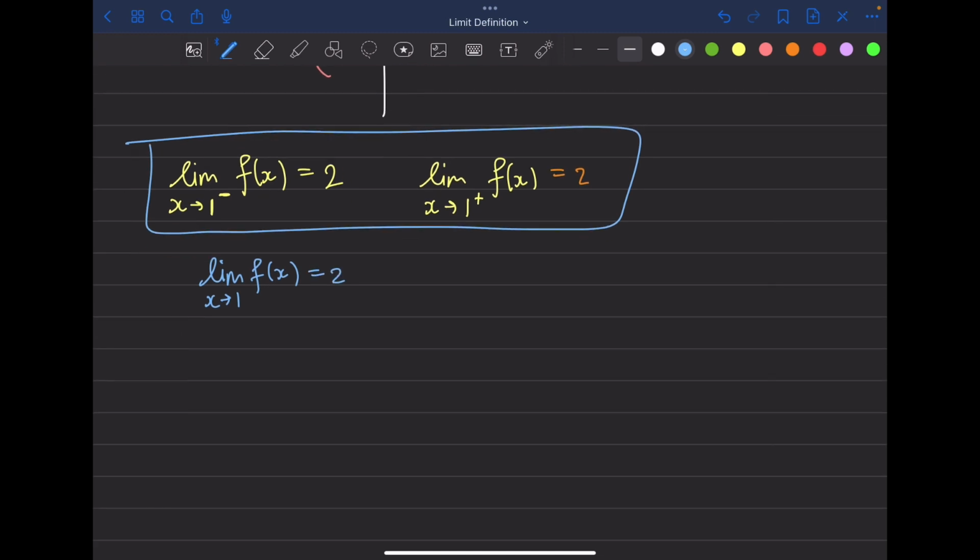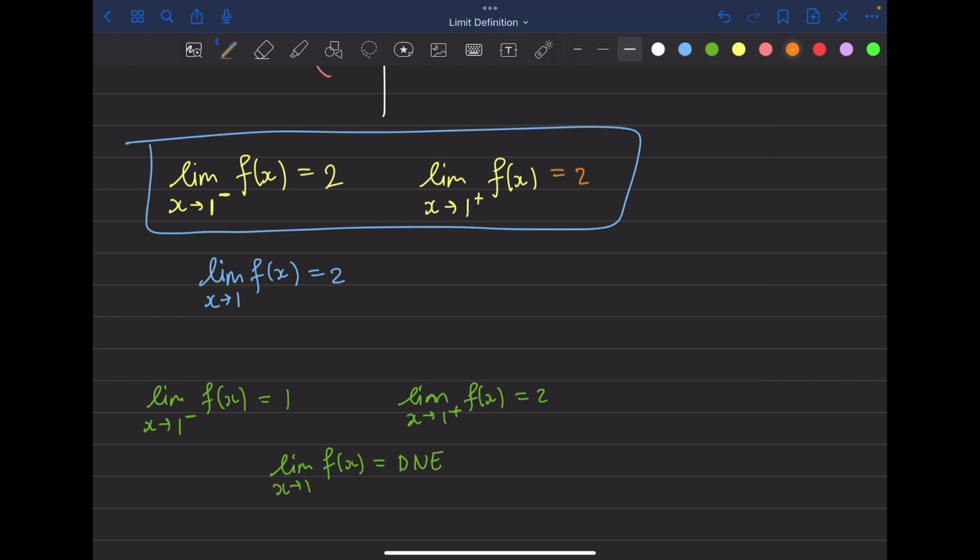In some other question, I'm going to write it down. If the limit as x goes to 1 from the negative side of f of x was, let's say, 1, and the limit as x goes to 1 from the positive side of f of x was equal to 2, then the limit as x approaches 1 of f of x would be does not exist, DNE.